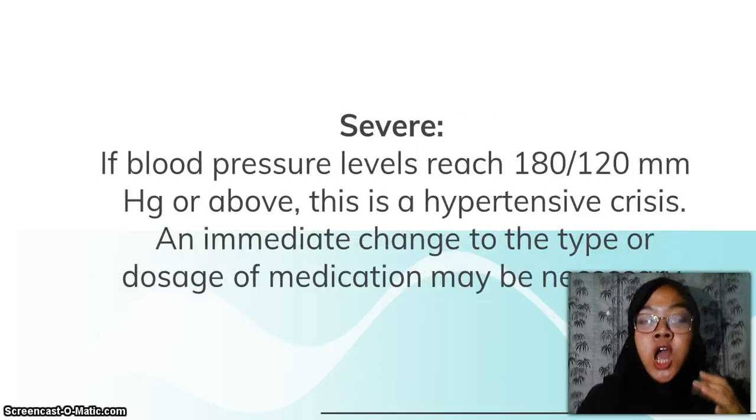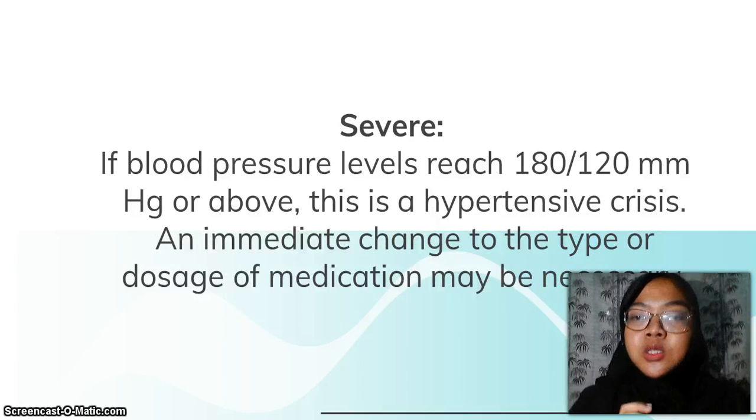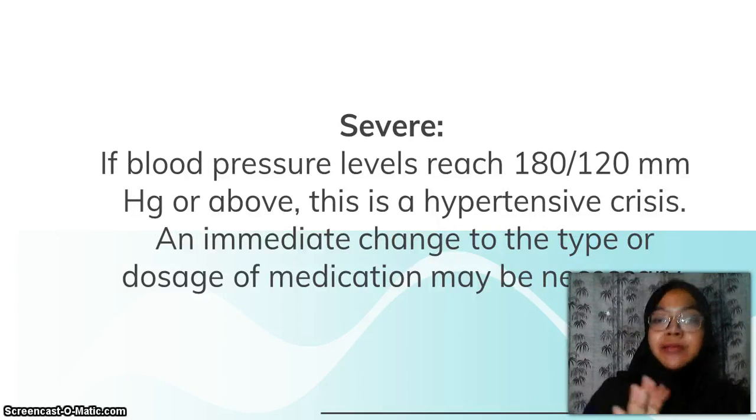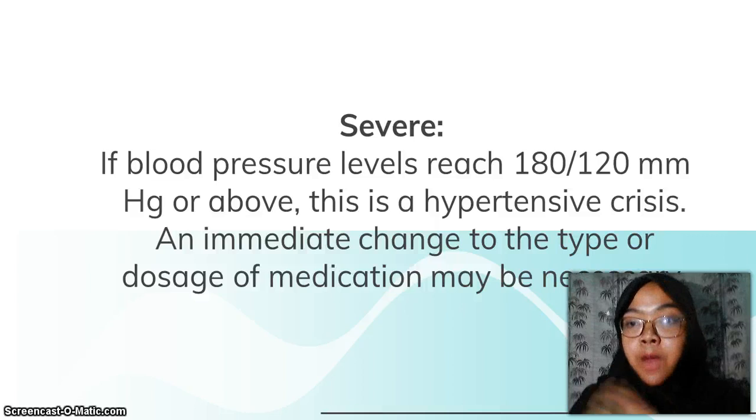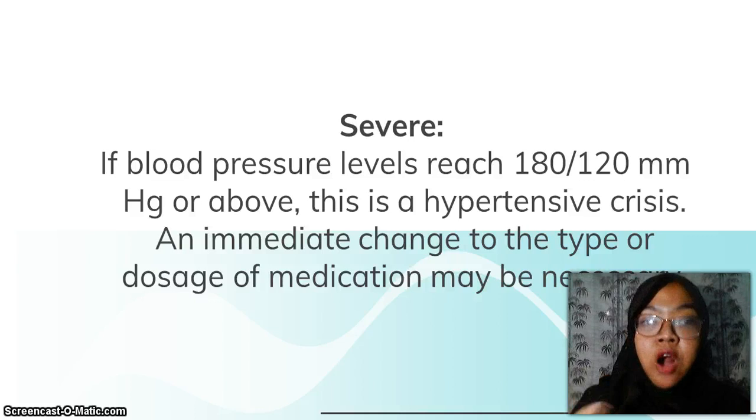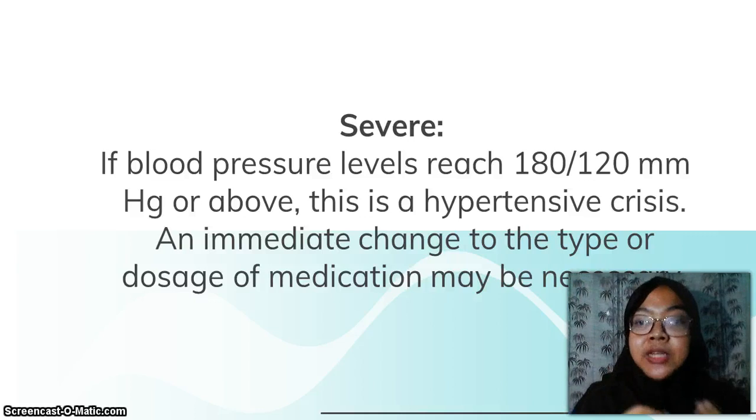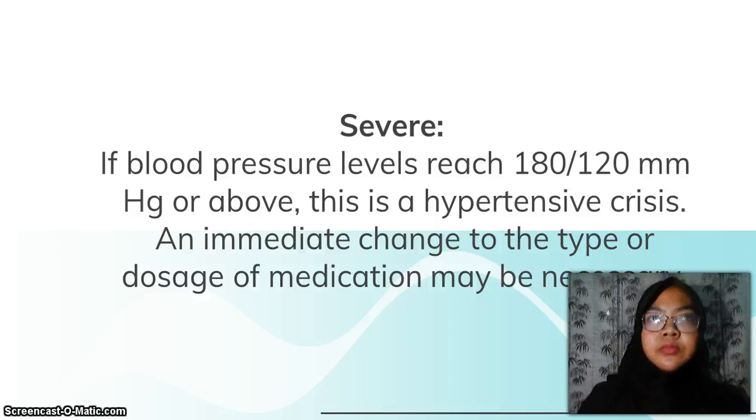So far, if the blood pressure level reaches 180 per 120 millimeters of mercury or above, this is a hypertensive crisis. Immediate change to the type or dosage of medication may be necessary.